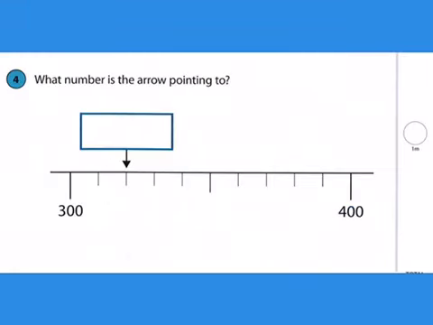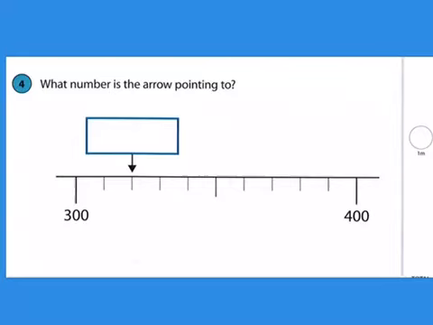So what number is it pointing to? Right, so halfway between 300 and 400 is 350. And so we've got how many jumps? 1, 2, 3, 4, 5 up to there. So that must be going up in tens. So that's 310, 320.